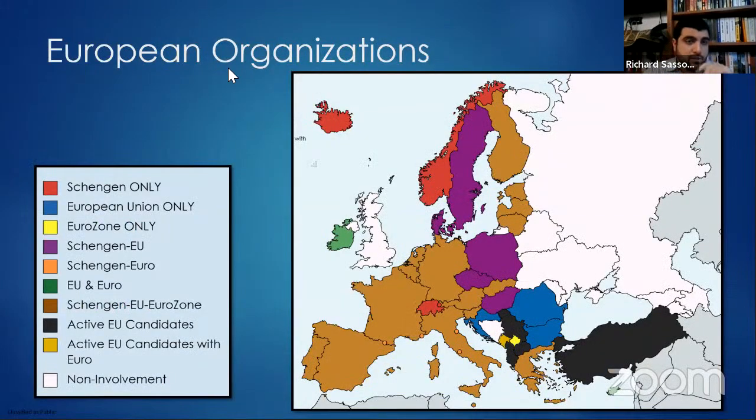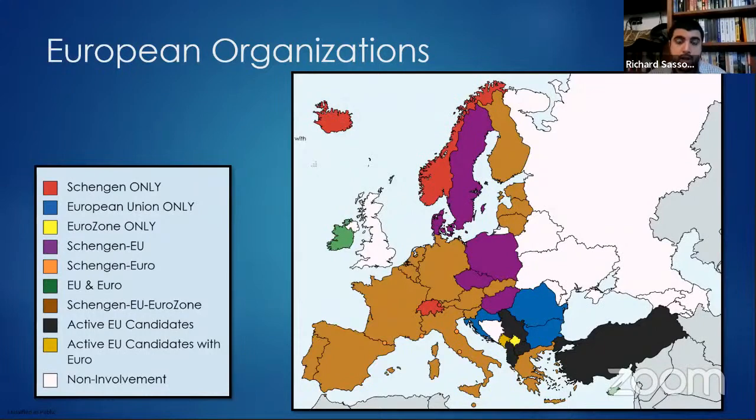So to break it down a little bit more in a way that's more visual, I wanted to create this map which shows all of the different ways that the European organizations and groups have come together, right? So you've got the ones that are in brown, and those are ones that are part of all three of the major European Union groups, right? They're part of Schengen, they're part of the European Union, and they're part of the Eurozone.